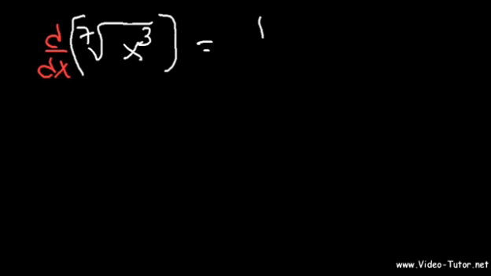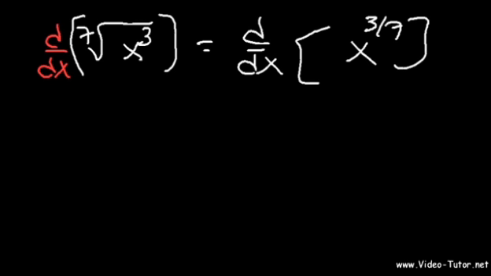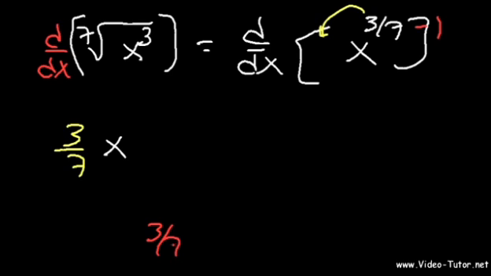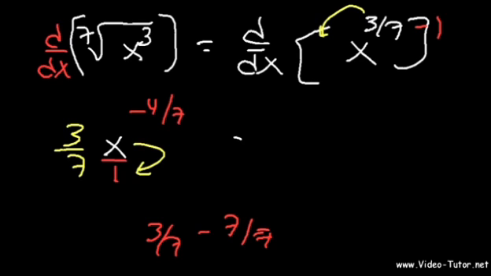Let's try another example. The derivative of the 7th root of x to the 3rd. So let's rewrite it. This is the same as x to the 3 over 7. So move this to the front. This is 3 over 7, and then x. Subtract the exponent by 1. So 3 over 7 minus 7 over 7. Well, 3 minus 7 is negative 4. So we have a negative exponent. So we're going to move this to the bottom. So it's going to be 3 over 7x to the 4 over 7.